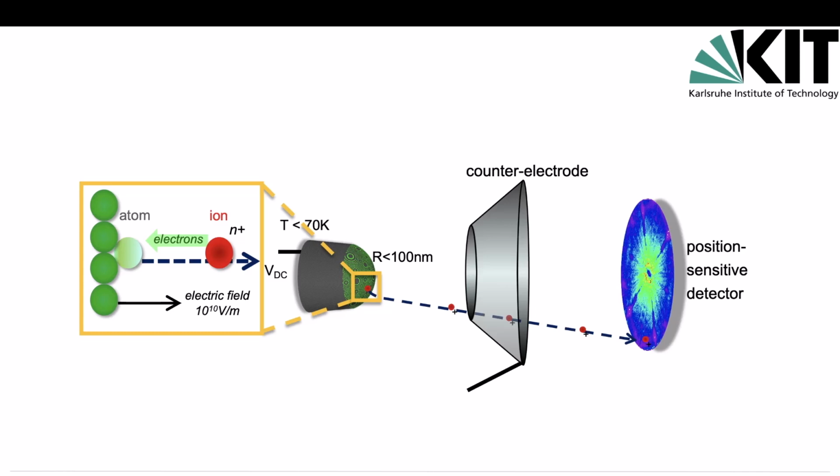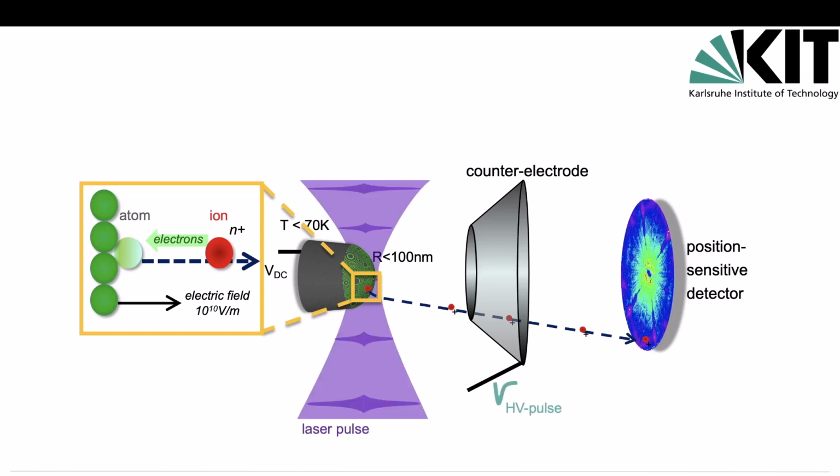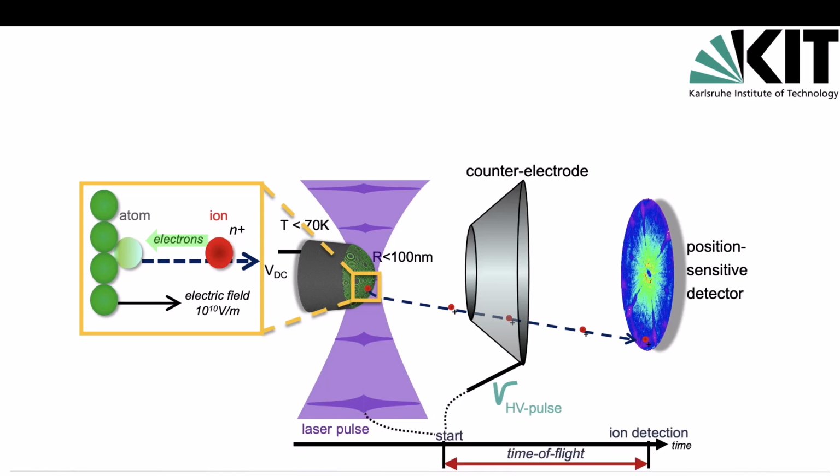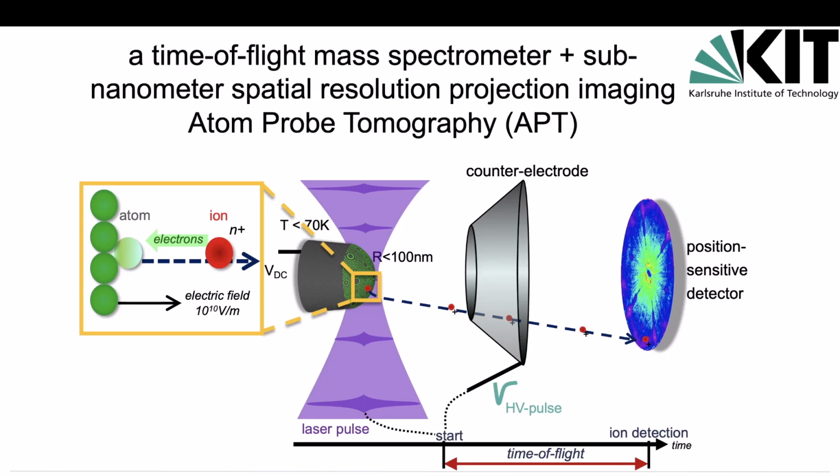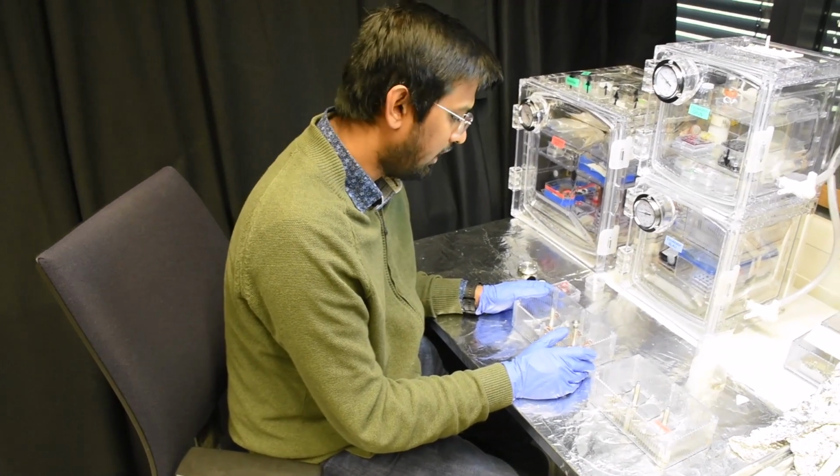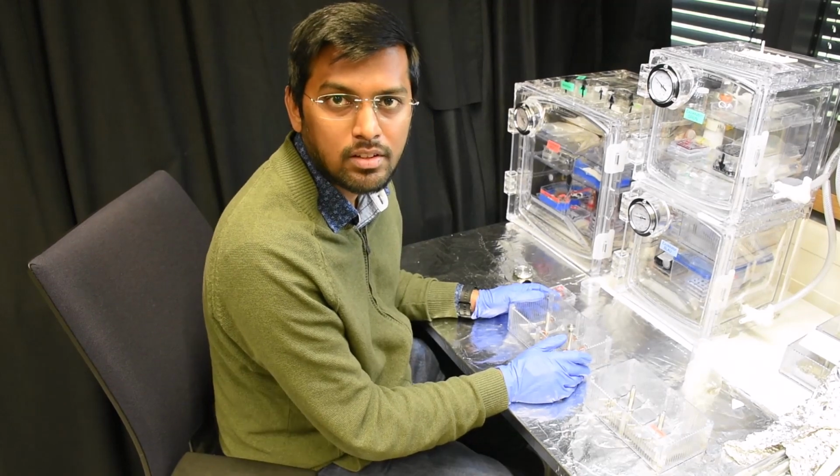The evaporation is controlled so that the time of flights of the field evaporated ions can be measured by using a laser pulse or a high voltage pulse. By pulsing these two evaporation triggers, we can measure the time of flights, which forms the basis for mass spectrum discrimination. So in effect, atom probe tomography is a time of flight mass spectrometer in combination with a sub-nanometer spatially resolved projection microscope. As I said, for atom probe, we need samples which are in the nanometer size.